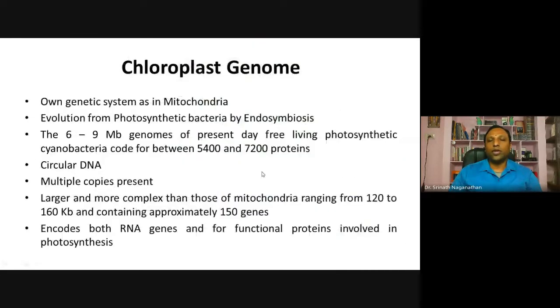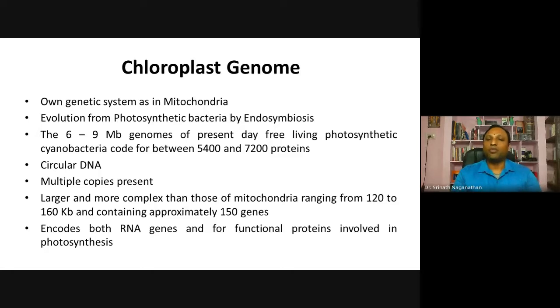If you see the chloroplast genome, they have their own genetic system as in mitochondria. Evolution from the photosynthetic bacteria by endosymbiosis. The 6 to 9 MB genomes of present day free living photosynthetic cyanobacteria code for between 5,400 to 7,200 proteins. They have circular DNA, which is present in the stroma.